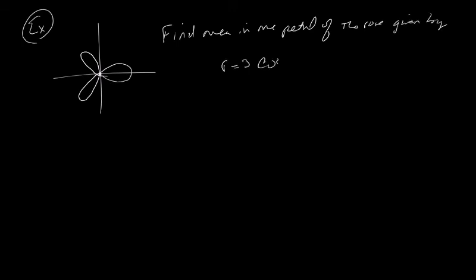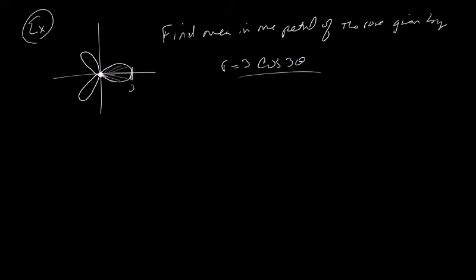So let me write all this down. We're going to find the area in one petal of the rose given by r equal to 3 cosine of 3 theta. Okay, so we need to figure out where this thing is going. First of all, because it's 3 cosine 3 theta, we know this is coming out to 3. So our radius is going to be minimum 0, maximum 3, and it's going to be given by whatever this function value is. So we're given the radius as a function of cosine.